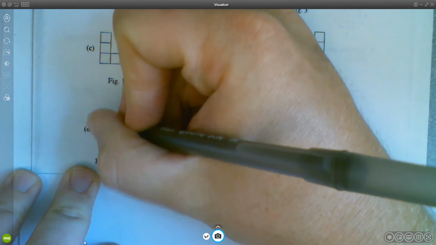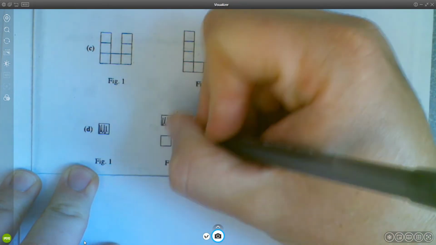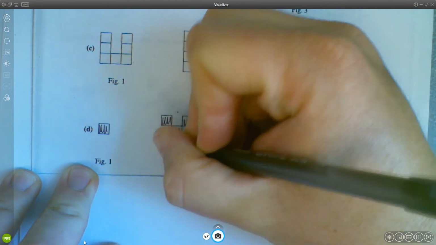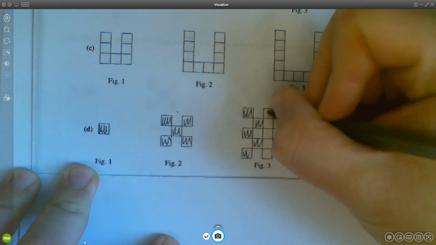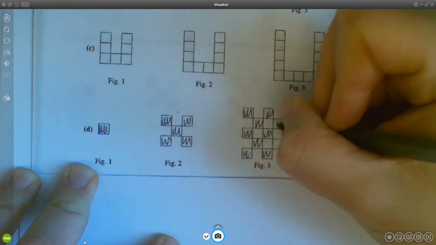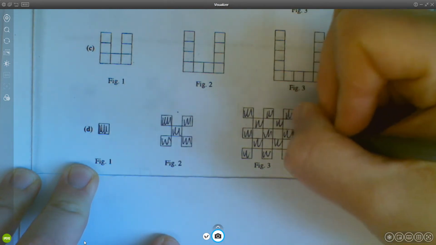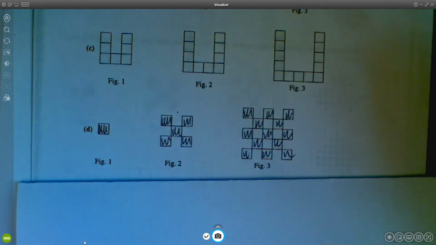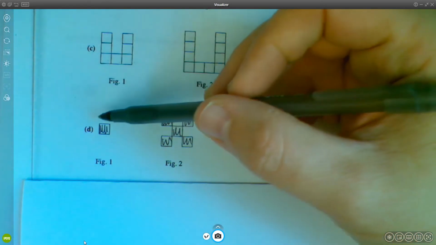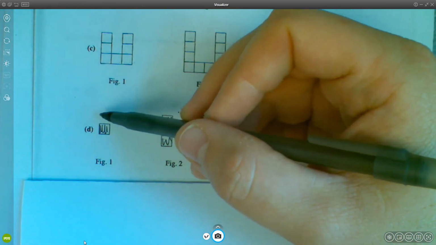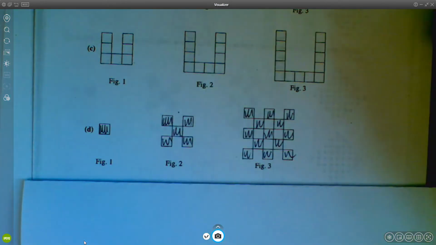So again, I'm just going to shade in like so that we're clear about how many tiles we have in each figure. Okay, so let's try this another way. So maybe another way I could do it is to just do it in columns the way that I've done some of the previous ones.